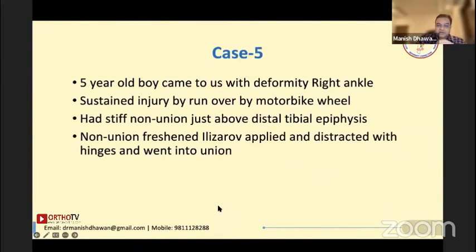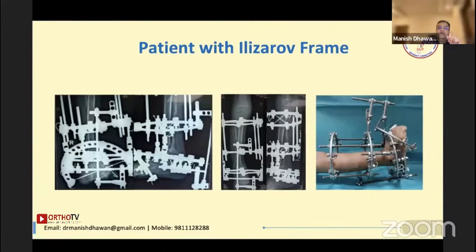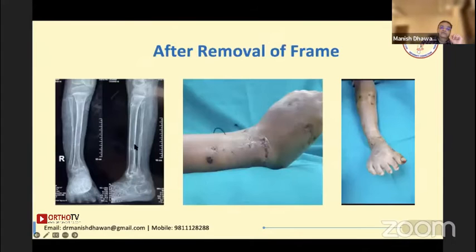Now, case number 5, this is a 5-year-old boy who came to me with a deformity of the right ankle. He sustained a run over by a motorbike wheel and had a stiff non-union just distal to the distal tibial epiphysis. The non-union was freshened by the same Japanese chipping technique. I made a small incision and just distracted it with the hinges. Because it was so near the epiphysis, I just opened from here and did the chipping and distracted it, and it went into union.